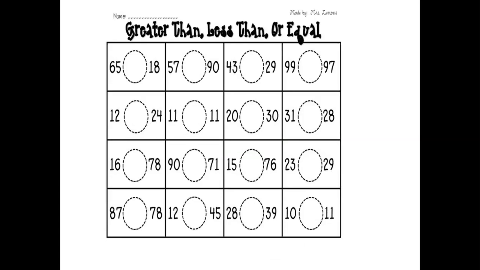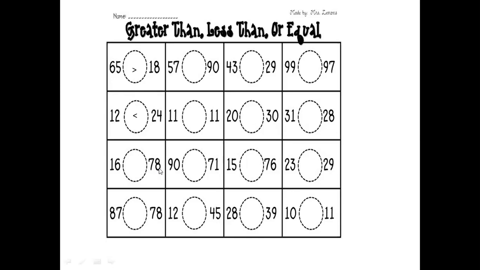Yes, let's check another question. Greater than, less than or equal? See the first one. Concentrate. First one is 65 and 18. 65 is greater than 18. Very good. Let's see the next one. 12 and 24. 12 is big or small? It's small. So we will write that 12 is less than 24.